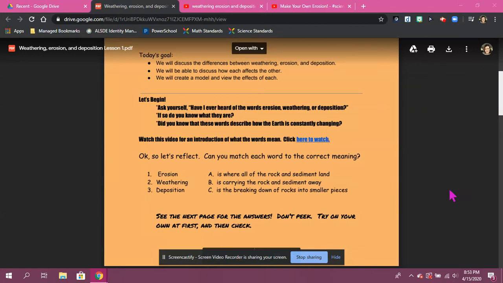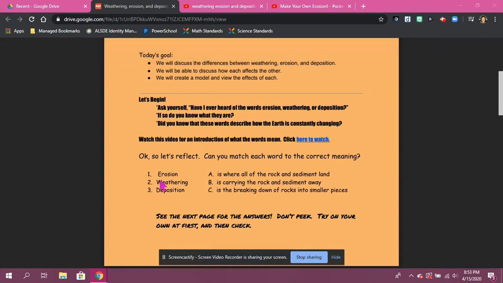Okay, so taking what you learned from the video, we're going to see if you can match the correct meaning with the correct word. Okay, so the first word we have is erosion. Number two, weathering. Number three, deposition. So remember what erosion, weathering, and deposition was from the video.